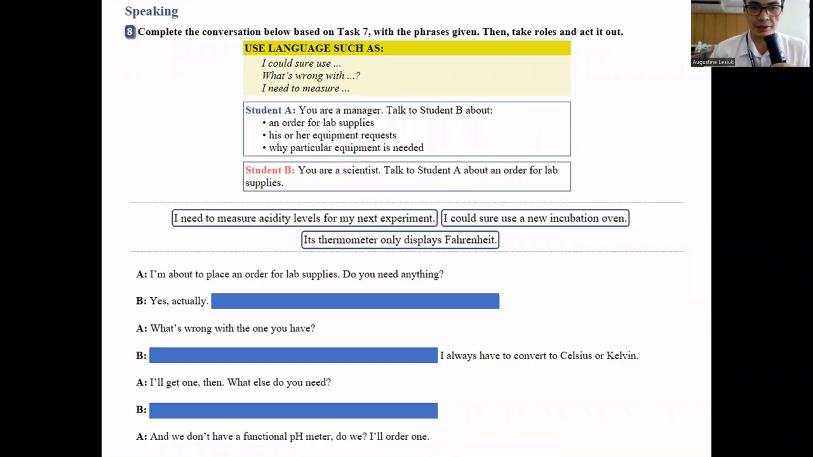For the speaking activity, I want you guys to select which of the following sentences belong in which of the following blanks in the conversation. So we have these three sentences here. I need to measure acidity levels for my next experiment. I could sure use a new incubation oven, and its thermometer only displays Fahrenheit. Okay, so I want you guys to pause the video, figure out which sentence belongs where, and then practice this conversation either by yourself or with a partner. Once you're done with all of that, you can resume the video and we will go through the answers together.